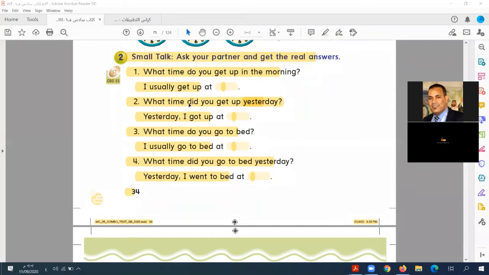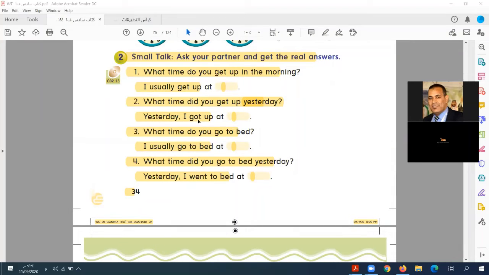What time did you get up yesterday? So here we are talking about the morning, about today. But in this sentence number 2, we're talking about yesterday, in the past. In the past. So I started with yesterday.